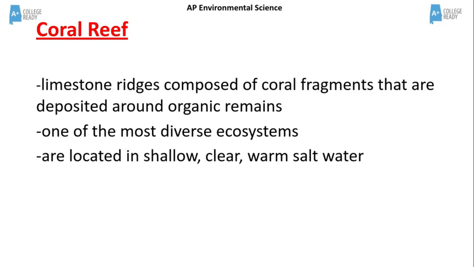Now that we have identified and described coastal wetlands, let's discuss the second type of marine ecosystem, the coral reef. A coral reef is composed of limestone coral fragments. It is one of the most diverse and fragile ecosystems on Earth. Coral reefs are located in shallow, clear, warm saltwater.